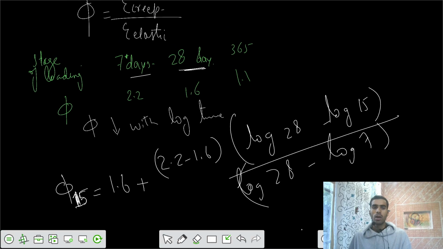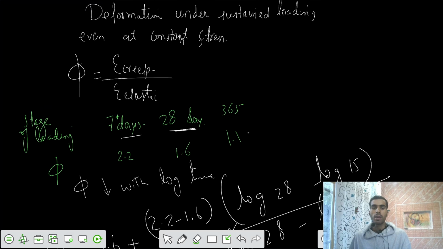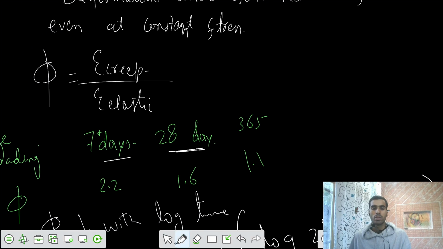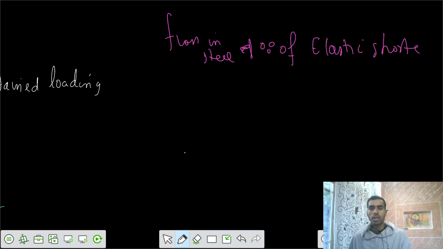Now let's see how to calculate the loss of stress in the steel wire because of creep. I would say this is some elastic strain. We can also call it elastic shortening, which we have studied. We had the concept of loss of stress in steel because of elastic shortening, ES.